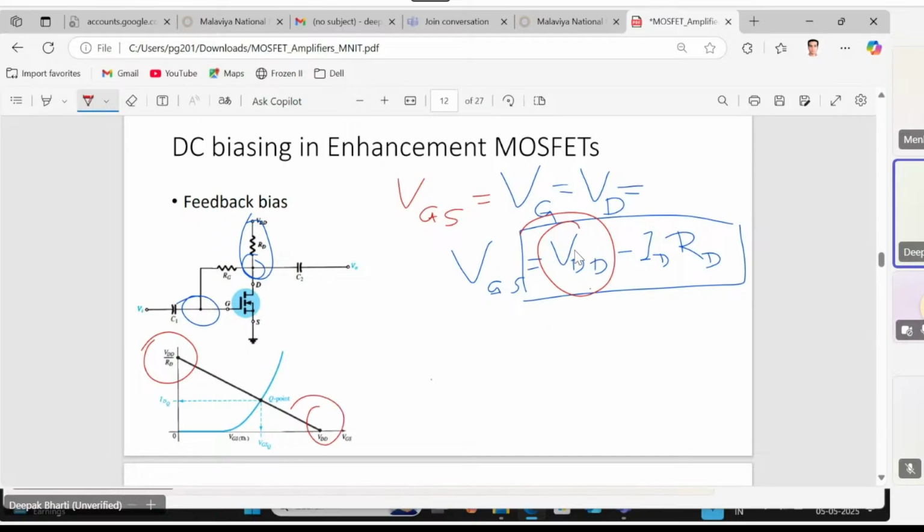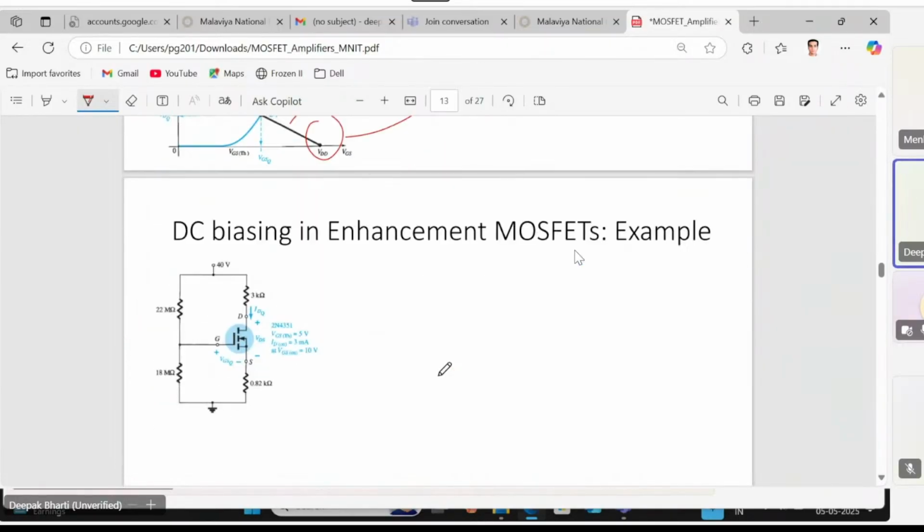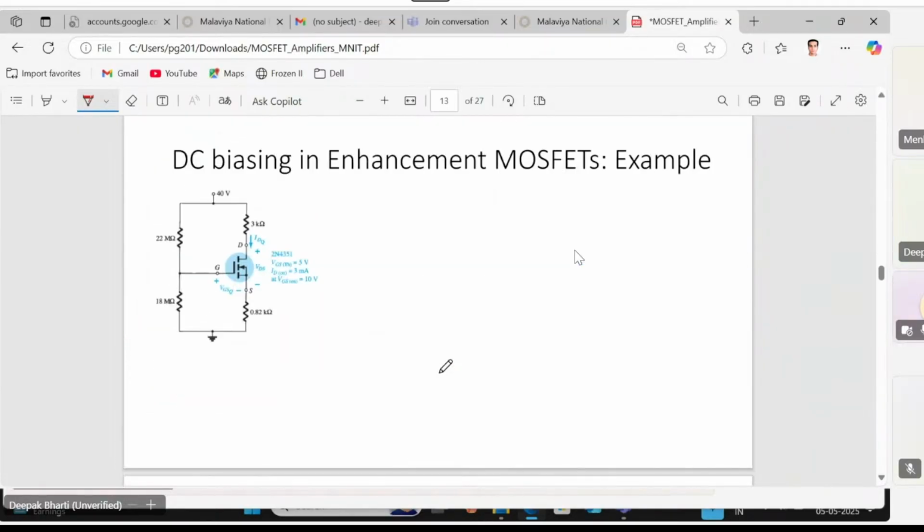Okay, it is VDD which is directly coming from here, and VDD by RD, which is the division you are getting from here. This is the equation of the load line, and the intersection occurs here. So this intersection point determines the operating point. So now let's see these two examples to find out the operating point in the enhancement MOSFETs.